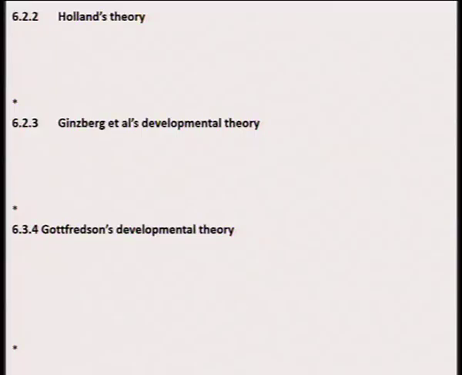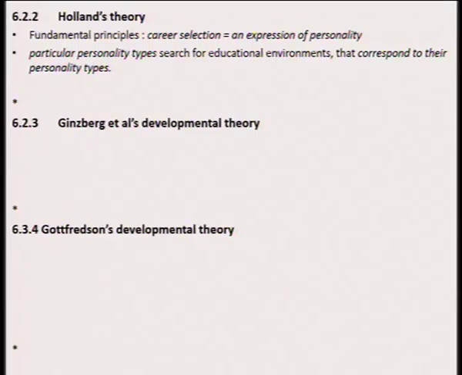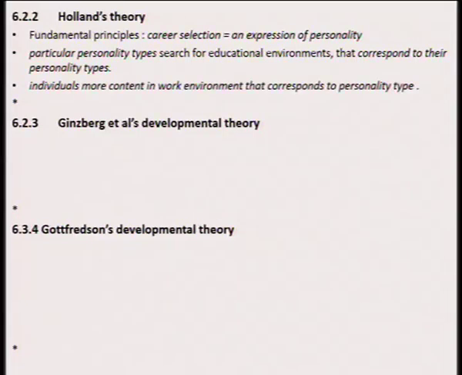Our second theory is Holland's theory. Now, the fundamental principle of this theory is that career selection is based on your own personality and it is actually an expression of your personality. According to Holland, particular personality types search for educational environments that correspond to their personality types. He also maintained that individuals were more content in a working environment that corresponded with their personality type. The next theory is Ginzberg's theory, and this concluded that occupational choice is a process.